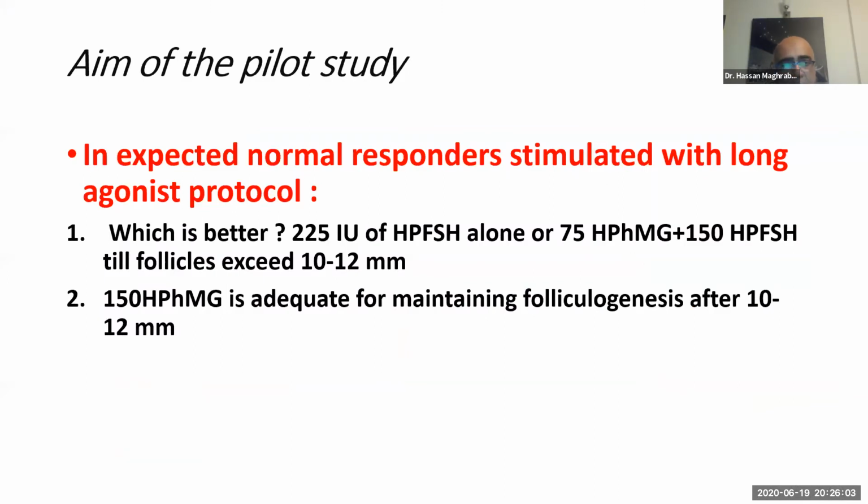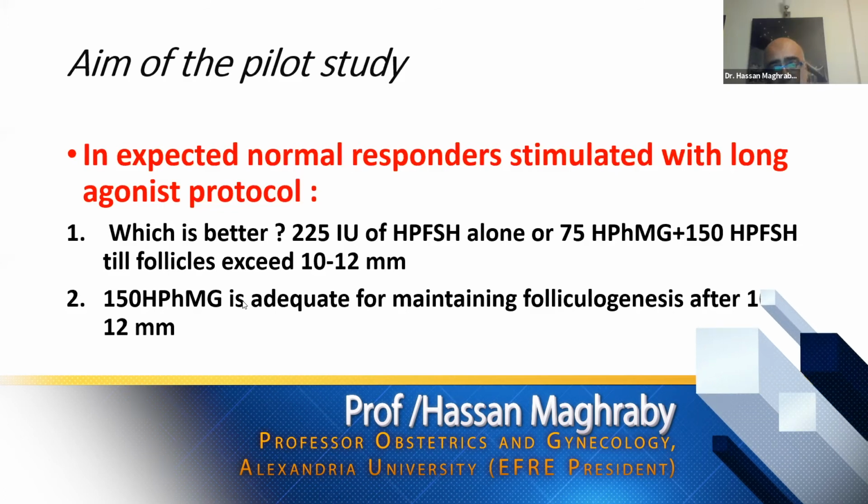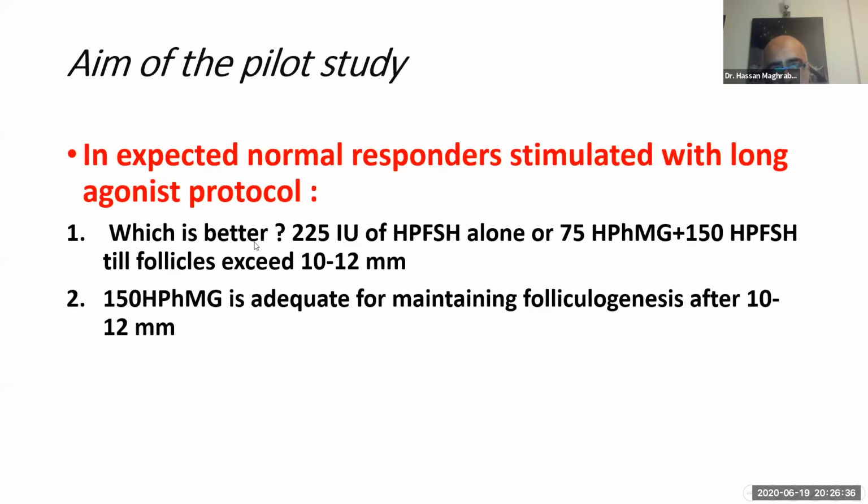So we did a pilot study to make sure that there is no harm of either protocol. In the expected normal responders stimulated with agonist protocol, our question was which is better: 225 units of highly purified FSH alone, or 75 highly purified HMG and 150 FSH; and whether 150 highly purified HMG is adequate for maintaining folliculogenesis after 12 millimeters. These are the 2 points we wanted to check in the pilot study to make sure there is no harm before we set the RCT.